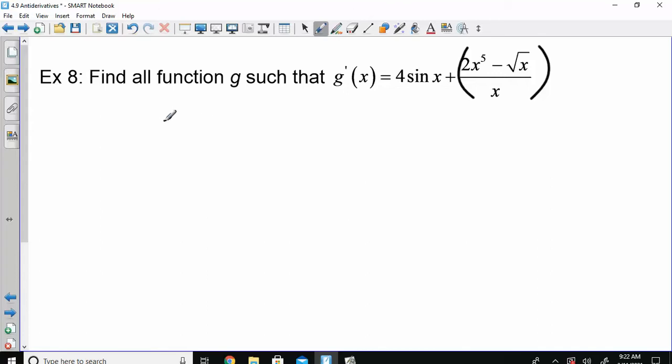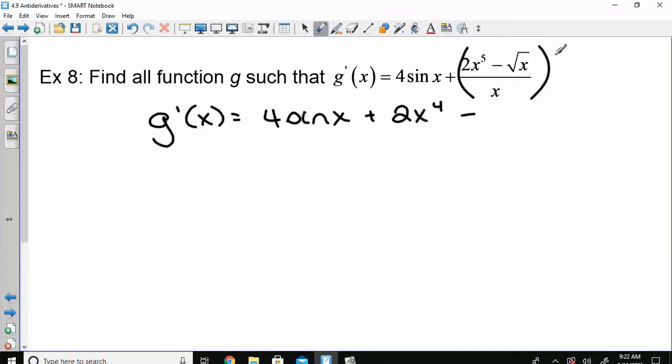But if I just rewrite this, I said g prime of x equals 4 sine of x. 2x to the 5th over x would be 2x to the 4th minus, this is x to the 1/2 over x. What would that give us? X to the -1/2. So if you have a quotient, as long as it's just one term on the bottom, you can split it up and divide each thing.